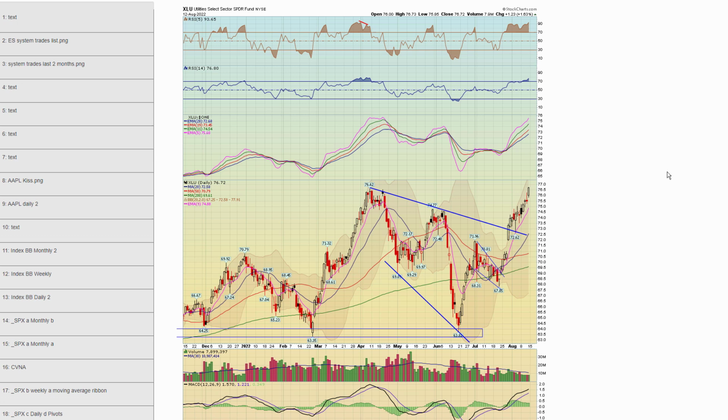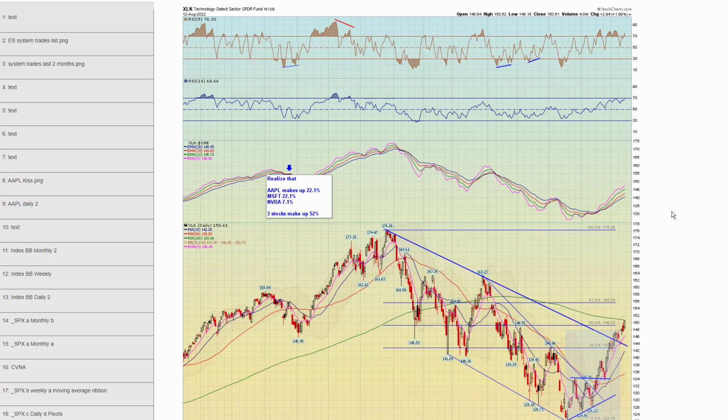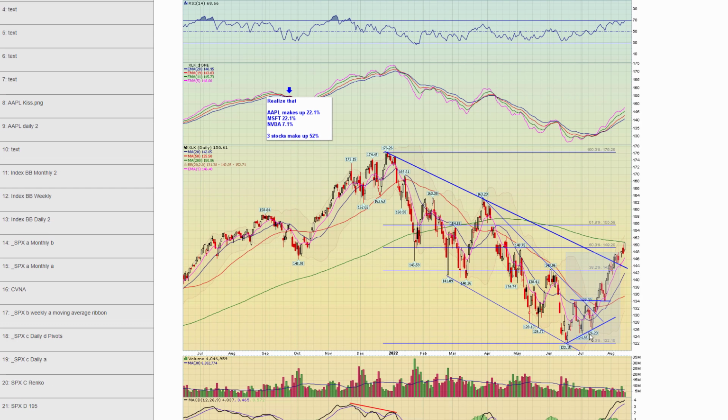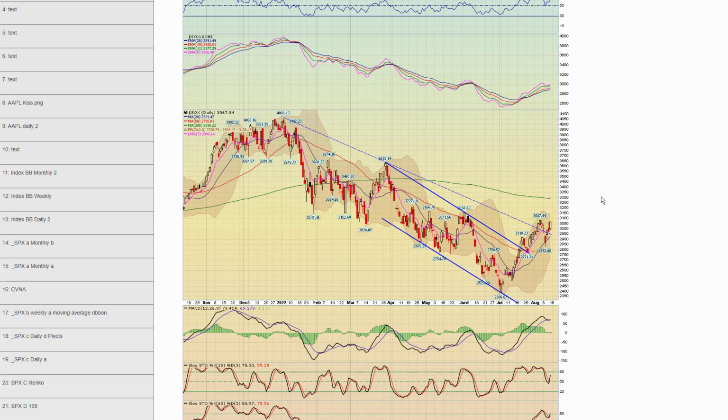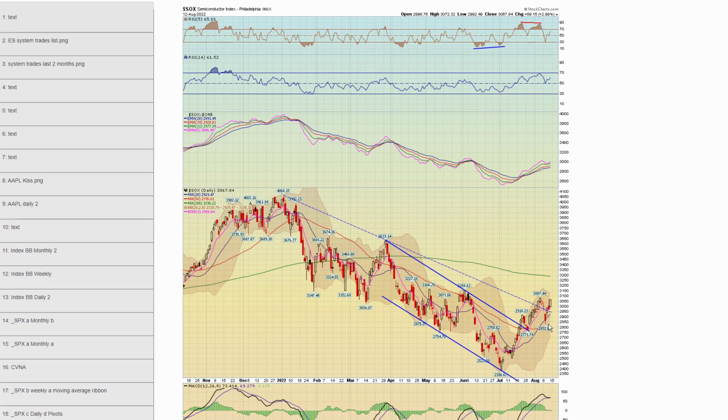Next. Chart 49, technology. You know, they broke out of this pattern here in July, back tested, broke a trend line here. Now they're back to the 200-day moving average. Next. Chart 50, semiconductors. Similar pattern. They've been pretty strong here, but a little lagging lately.